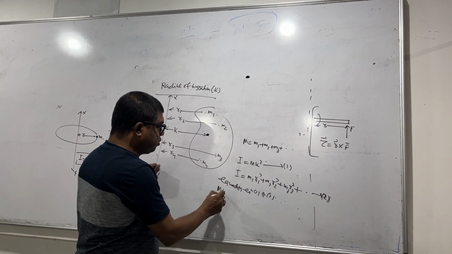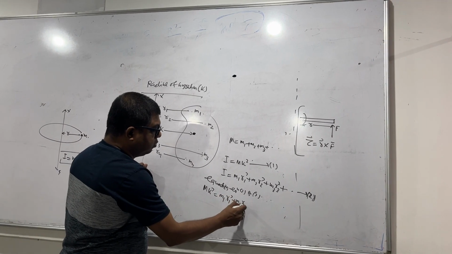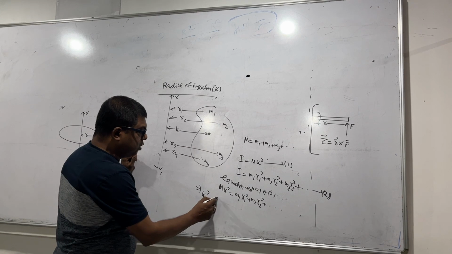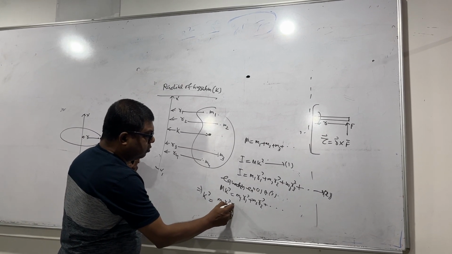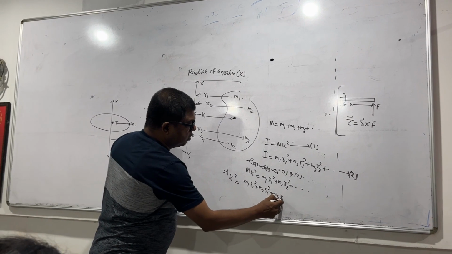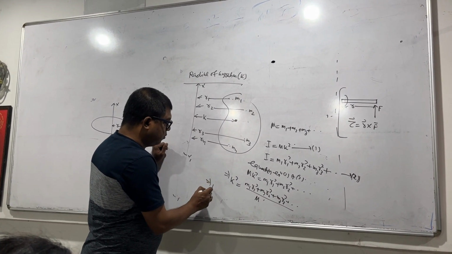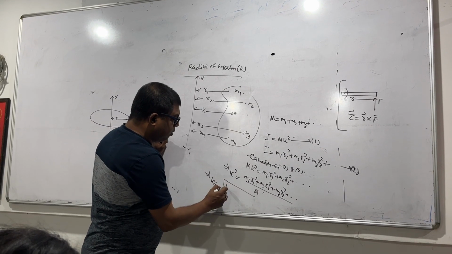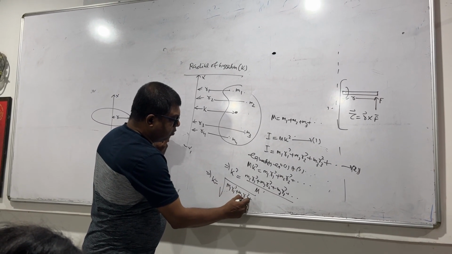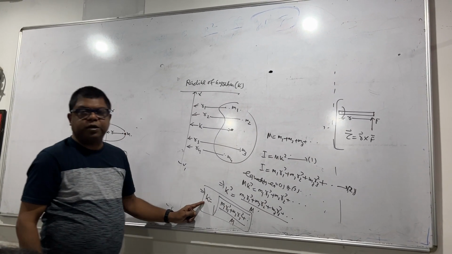That is M K squared is equal to m1 r1 squared plus m2 r2 squared plus m3 r3 squared, divided by capital M. So k is equal to the root of m1 r1 squared plus m2 r2 squared plus m3 r3 squared, divided by M. This is the original definition of K, the radius of gyration.